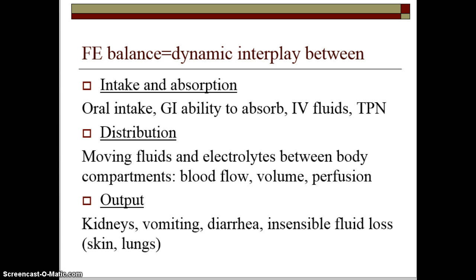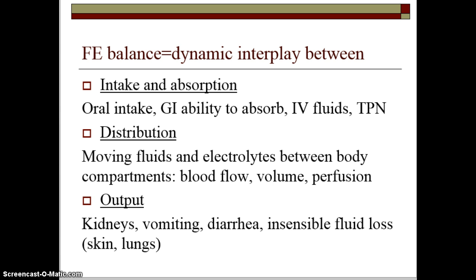TPN or total parenteral nutrition is also a way that we can provide nutrition that bypasses the GI system and it goes right into the bloodstream. The distribution is moving the fluids and electrolytes around. We have to have blood flow, we have to have the heart pumping and perfusing, we have to have enough volume to do it. So there's a lot of factors that play into the distribution part as well.